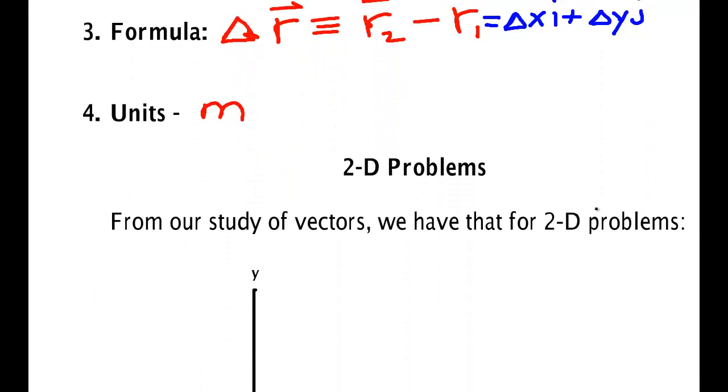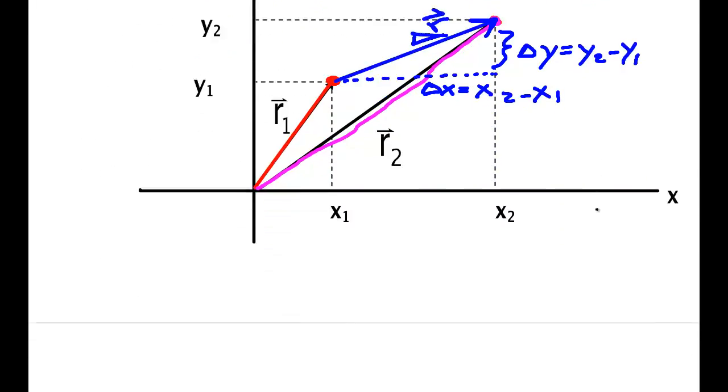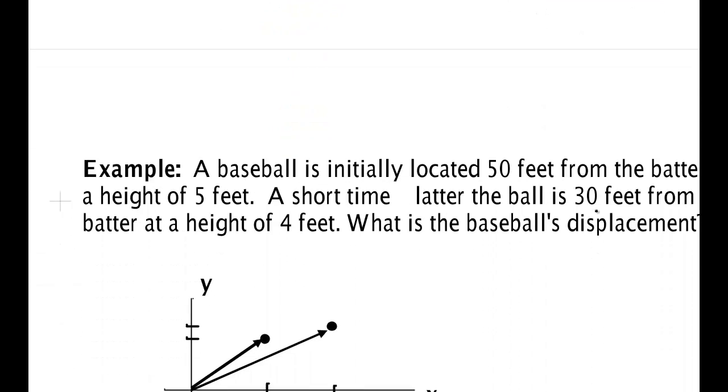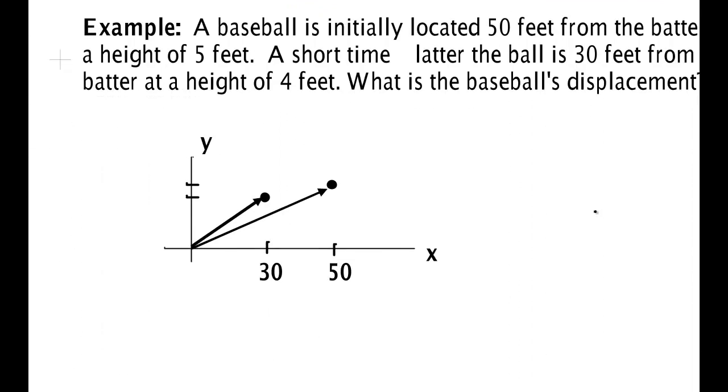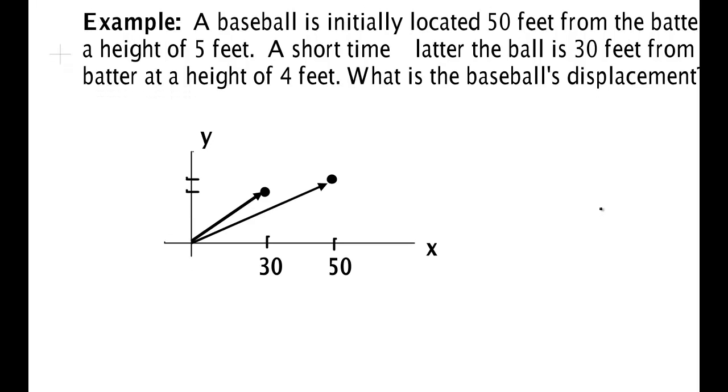Now, what else can we find out about this displacement vector? Well, let's do an example, see if we can work just a straightforward problem, and then we'll talk about the difference between it and distance. In this example, it says a baseball is initially located 50 feet from the batter at a height of 5 feet. So that will be this point right there. That's point 1. The ball's located there, 50 feet, and over here it's 5 feet in the y.